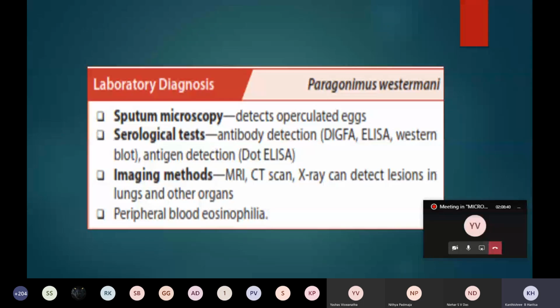So coming to the laboratory diagnosis. For Paragonimus westermani, you do sputum microscopy which detects the operculated eggs. Serological tests for antibody detection, ELISA and Western blot, can be done. Antigen detection by dot ELISA can be done. Imaging methods, MRI, CT scan, X-ray can detect the lesions in lungs and other organs. Then eosinophilia is observed in the peripheral blood.